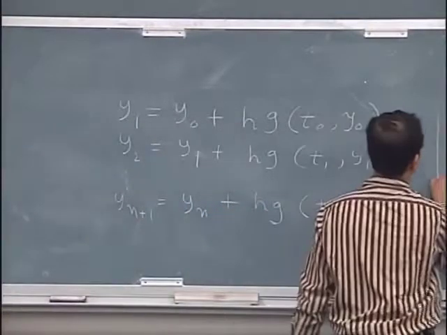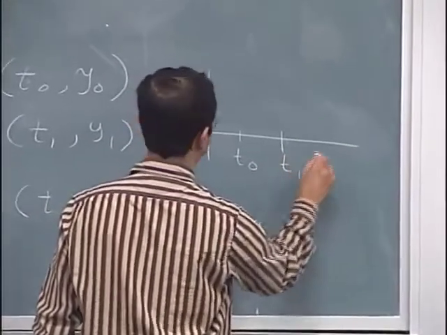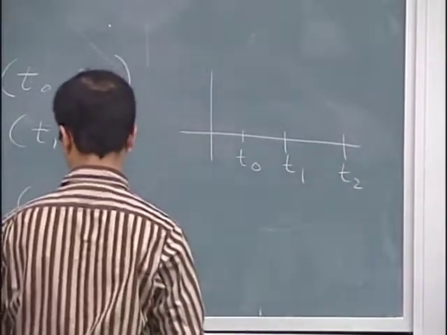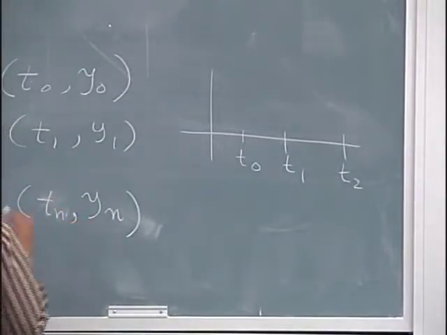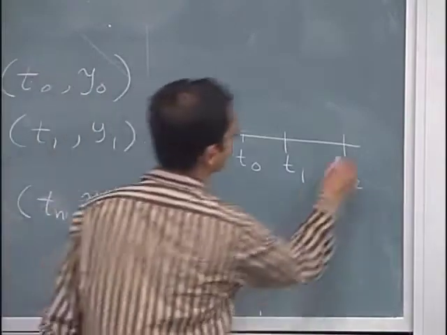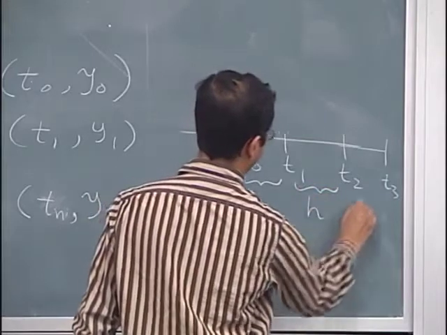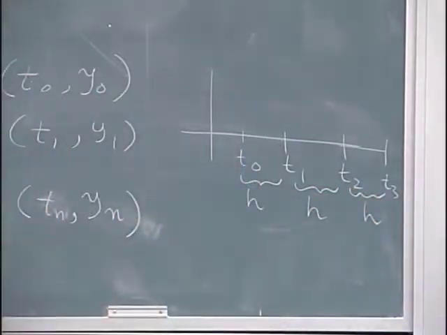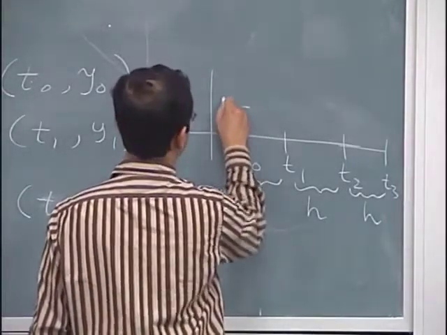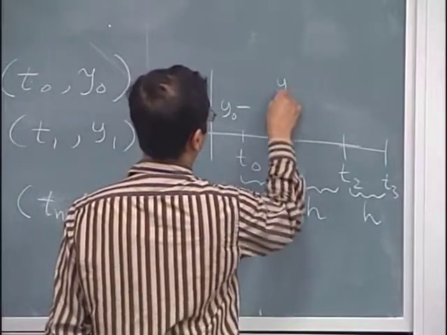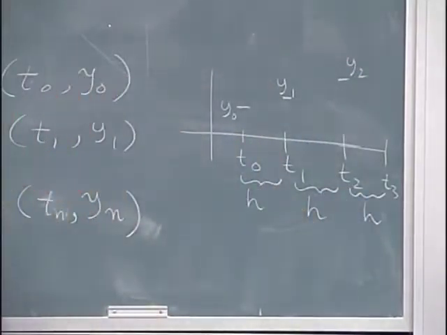So the idea is you start from some time t0, then t1, t2, this is tn, t3, and each interval is equally spaced. So you increase time by h, and suppose you start from here, y0, then you calculate y1, then you calculate y2, like this. I'm showing that they are increasing.